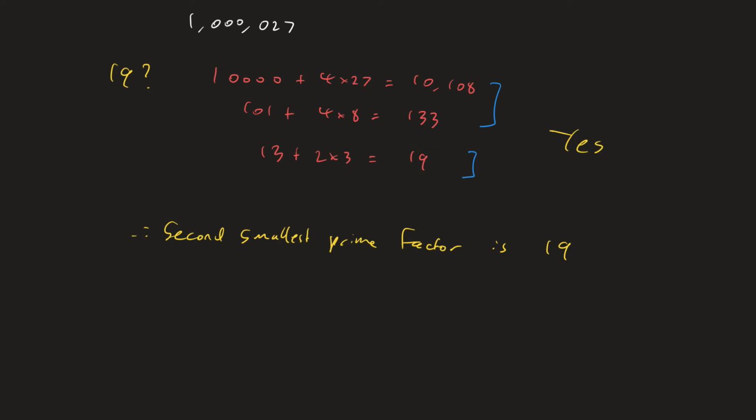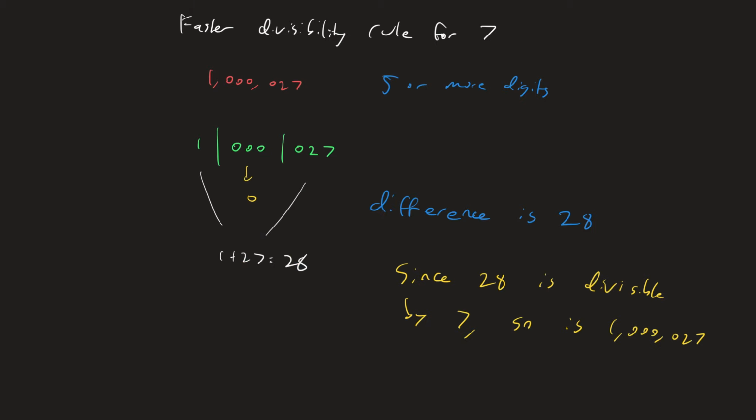And 19 is divisible by 19, so our original number is also divisible by 19, and therefore 19 is the second smallest prime factor of 1,027,000. There is a faster divisibility rule by 7 for numbers that have got 5 or more digits.